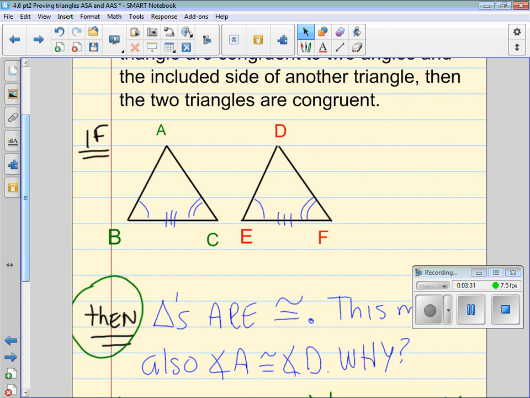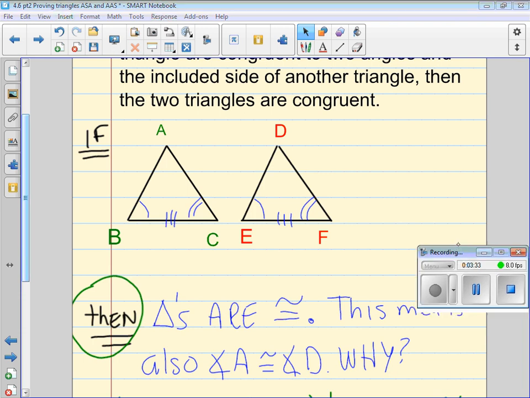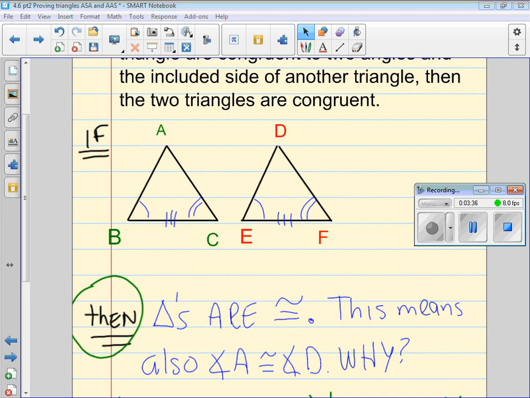Okay? But it also allows me now, after I know that the triangles are congruent, to ask you another question. This also means that angle A is congruent to angle D. So the question I'm asking is for you to put me on pause and think through why angle A would be congruent to angle D if all we know is the triangles are congruent. Put me on pause and think that through.